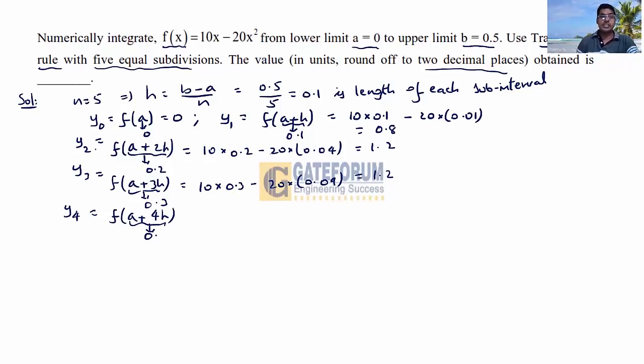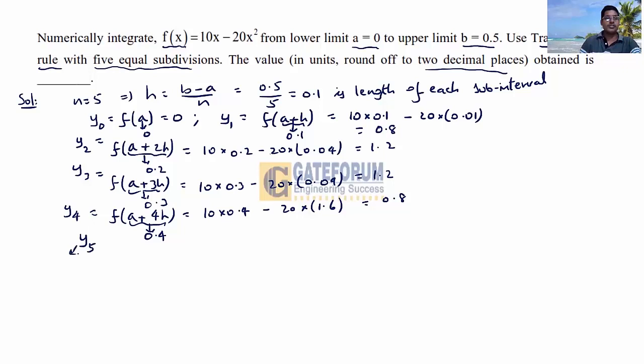N value 5 means 6 y values we should calculate. N value 4 means 5 y values we should calculate. Still we are not at upper limit 0.5. So this is 10 into 0.4 minus 20 into 0.4 whole square, that is 0.16. So this simplifies to 4 minus 3.2, which is 0.8.